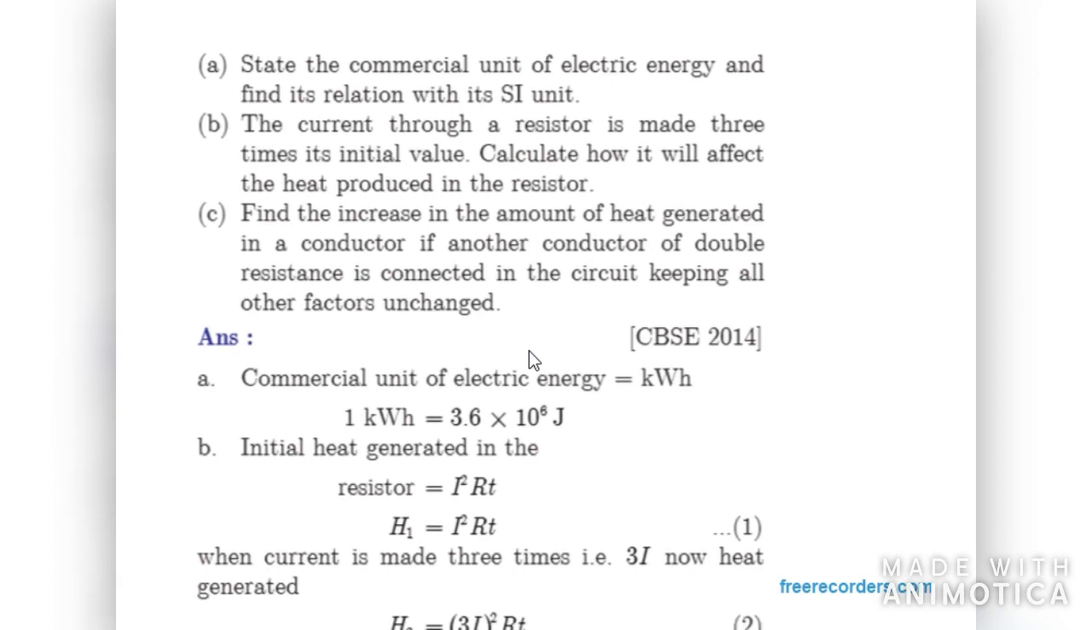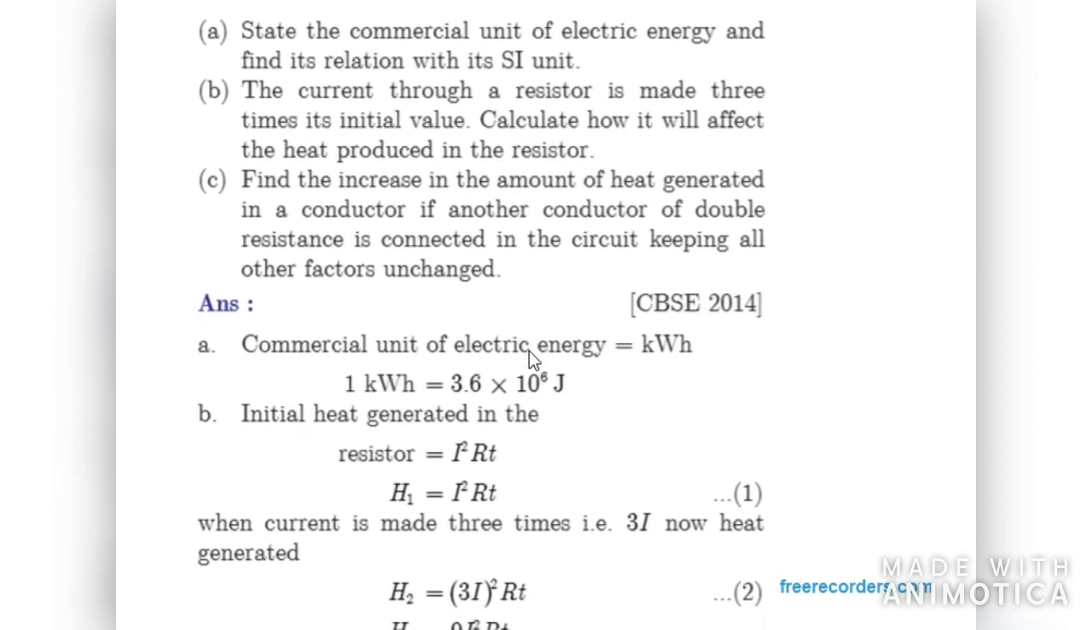Moving on to next, we have state the commercial unit of electrical energy and find its relation with its unit. So commercial unit of electrical energy is kilowatt hour, and kilowatt hour is equal to 3.6 into 10 raised to power 6 joules. You need to write 1 kilowatt equals 1000 watt and 1 hour equals 3600 seconds to get this relation.